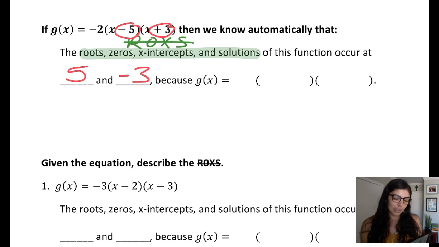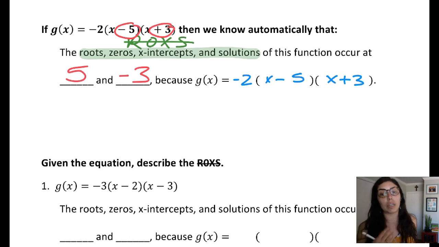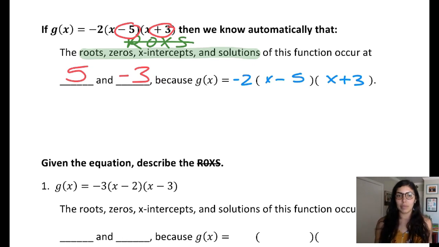Now we know this because of intercept form, which is negative 2 for the a value times (x minus 5) and (x plus 3). Yes, I'm just having you rewrite it in this sentence. Eventually, you're going to have to do some work before we can write that sentence. Okay, so again, this is really simple. You're given intercept form, and we're going to ask you for the roots, solutions, x-intercepts, and zeros. You just have to tell me the opposites of the factored form, which is what we did last time.